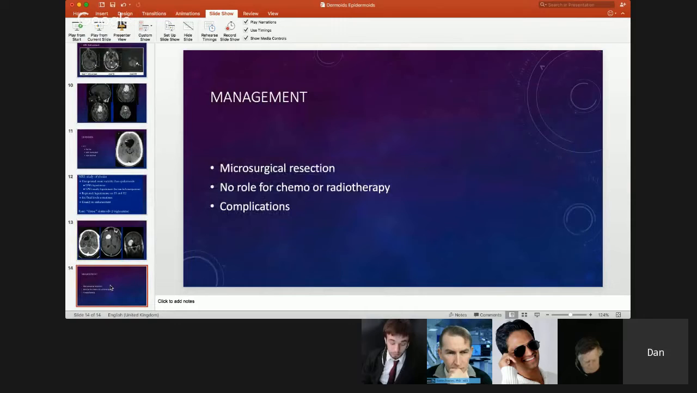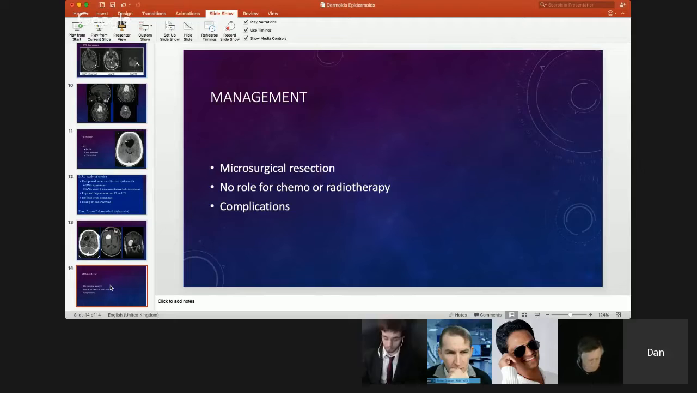So in terms of management, again, I'm just about to wind up. Unfortunately, I do not have enough time to include some surgical videos. But generally, we say these are benign tumors, and therefore microsurgical resection is the gold standard of care. Basically, what you want to do is try to remove as much of the tumor as is safely possible. The approach to the tumor will depend on its location.